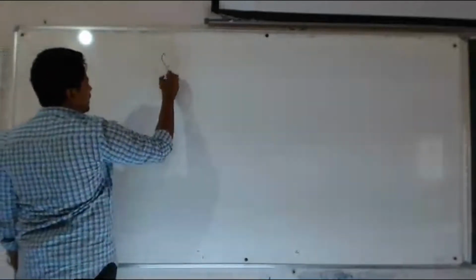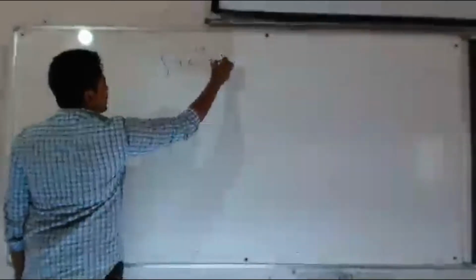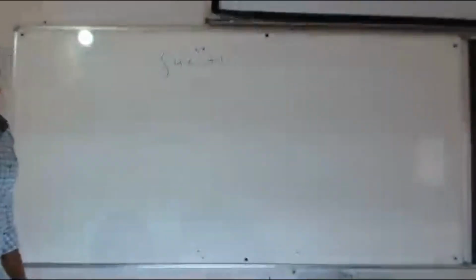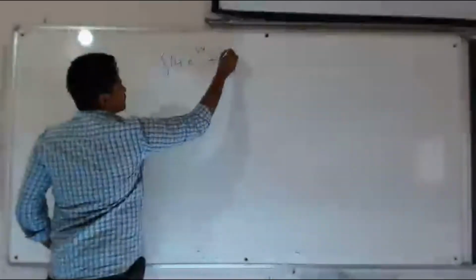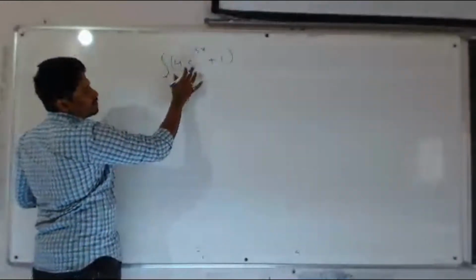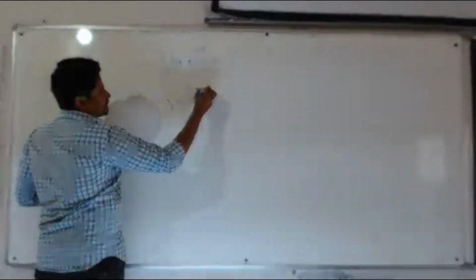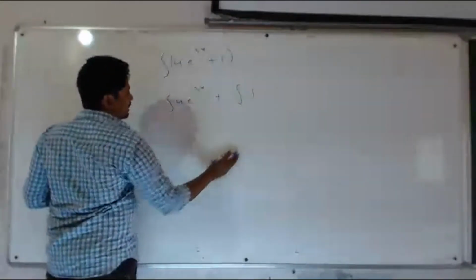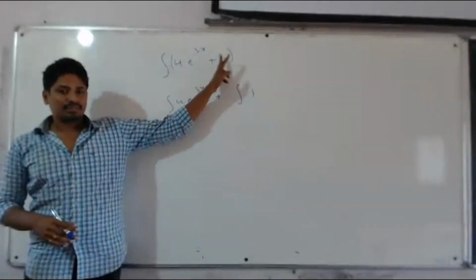Next. See the question here. Integral 4 into e power 3x plus 1. Now, two terms are there. Integral will distribute between this, integral 4 e power 3x plus integral 1. Integral will go to this term and this term, both terms. Okay?